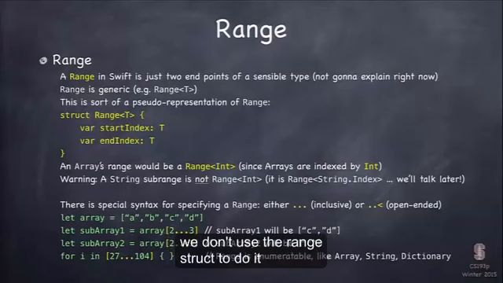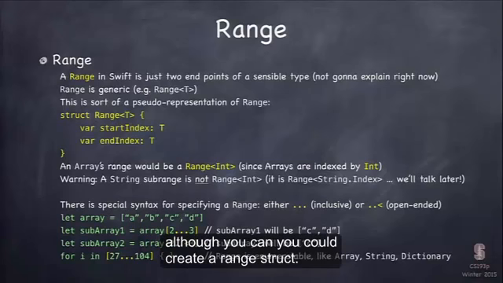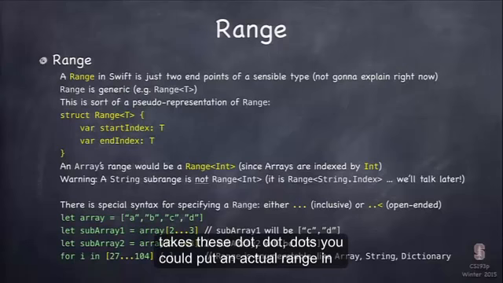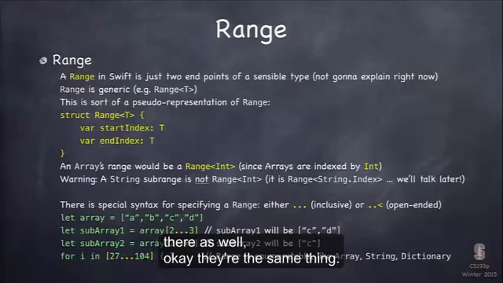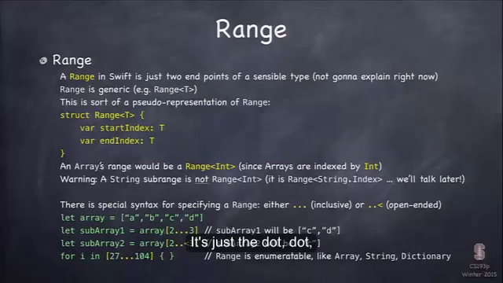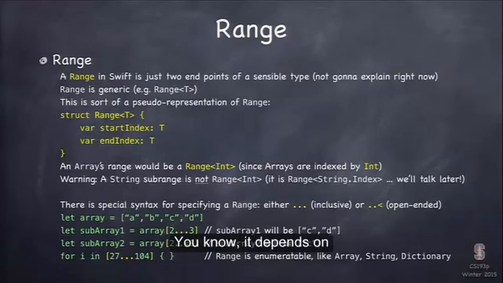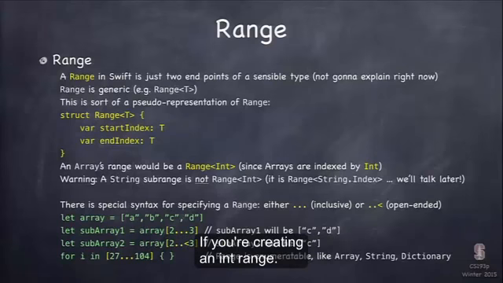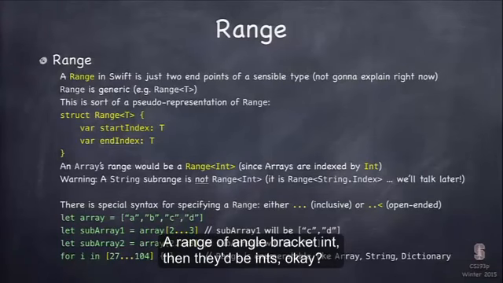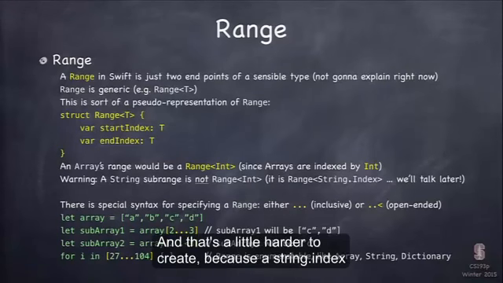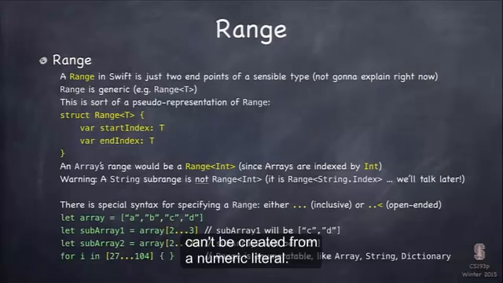99% of the time we don't use the range struct to do it, although you could create a range struct and pass it as an argument to anything that takes these dot dot dots. You could put an actual range in there as well. They're the same thing. The dot dot dots are just syntax to create that range for you. The things on either side depend on what kind of range you're creating. If you're creating an int range, a Range of Int, then they'd be ints. But if you're doing a string, they have to be String.Indexes. That's a little harder to create because a String.Index can't be created from a numeric literal. You have to create it programmatically, so we'll talk about that in about 10 slides or so.